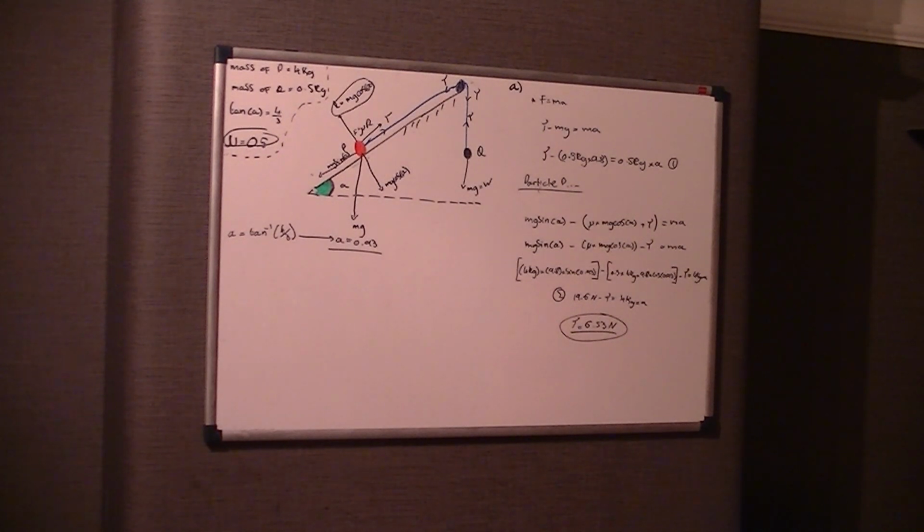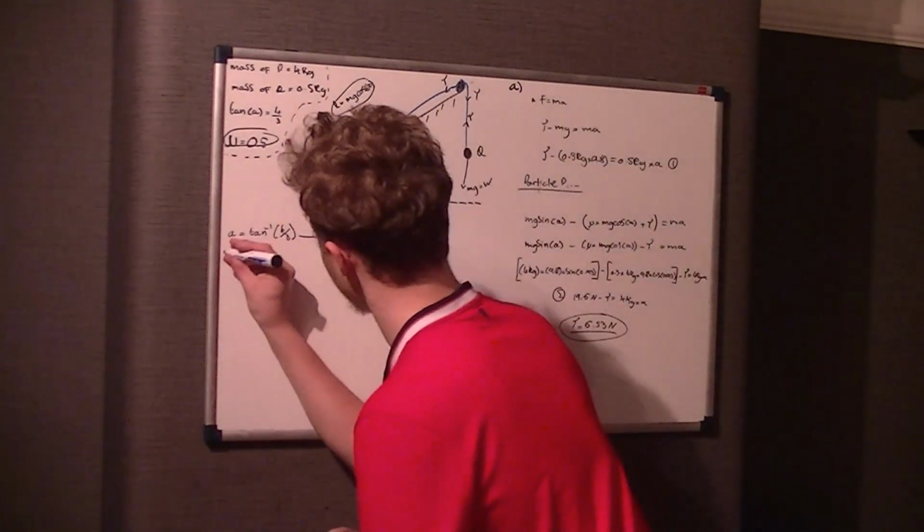Okay, so we've got a value for T, and that is what it asked us to get for part A. So part A is nicely done now.